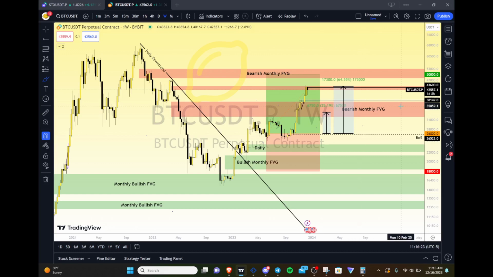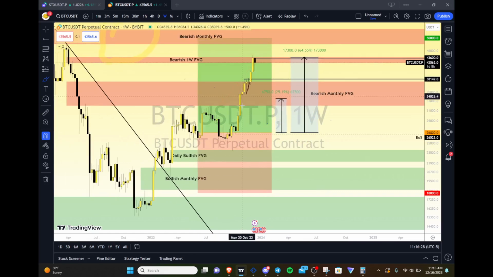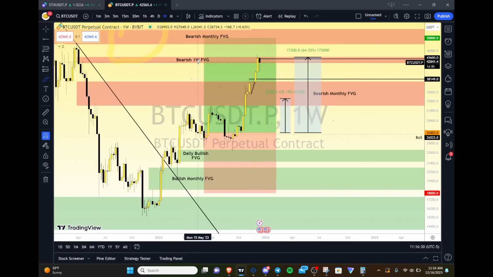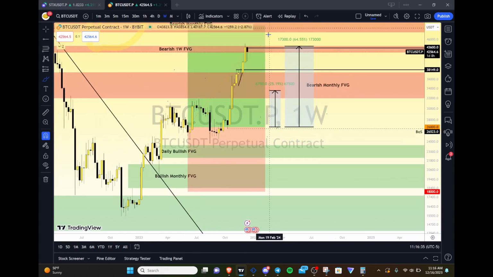Okay, so Bitcoin, as you can see on the weekly, major move up. We've come into this bearish 1 week fair value gap, and this is a supply area, whatever you want to call it, bearish area. Use whatever terminology you want. And so the slowdown here is very reasonable. We've had consecutive weeks up.